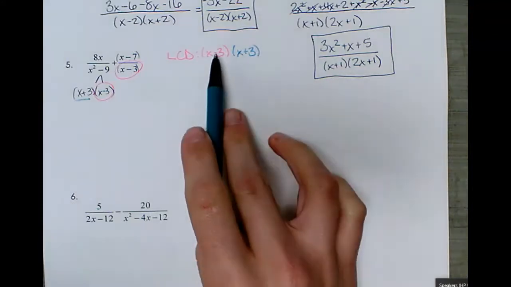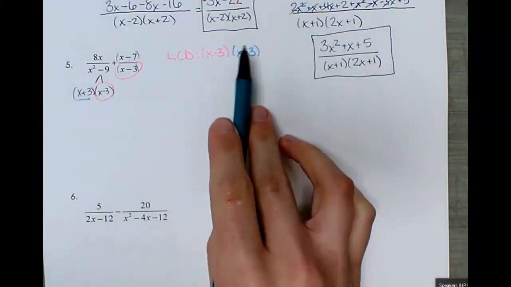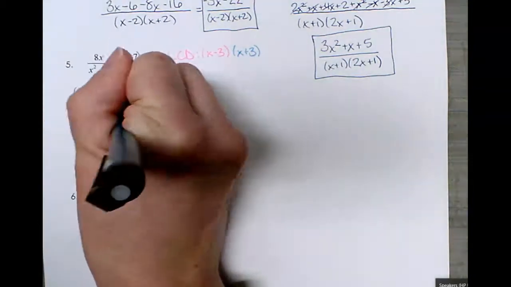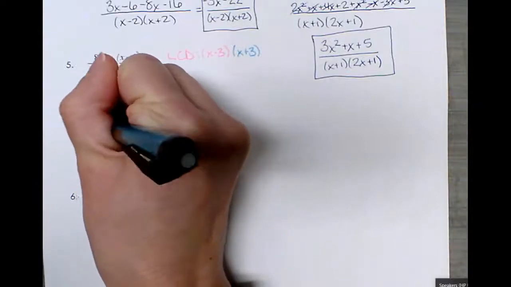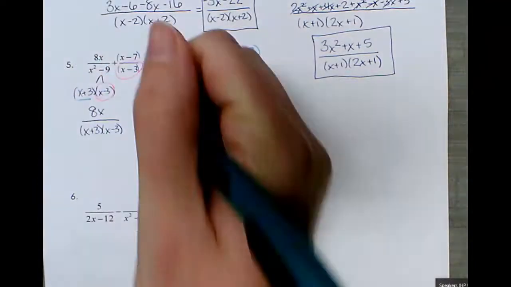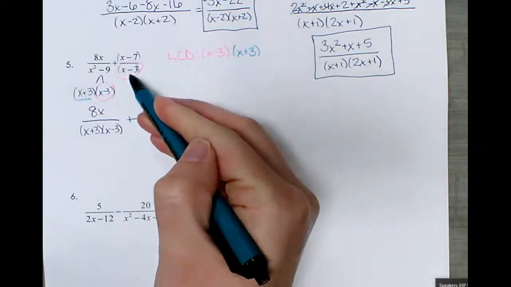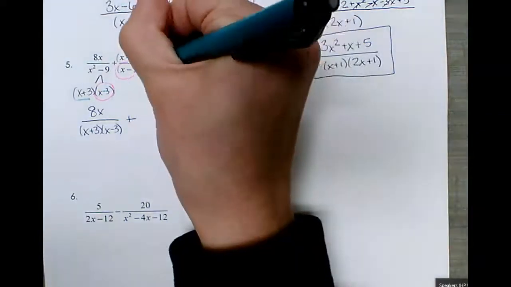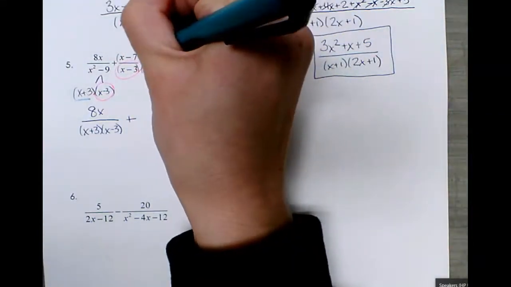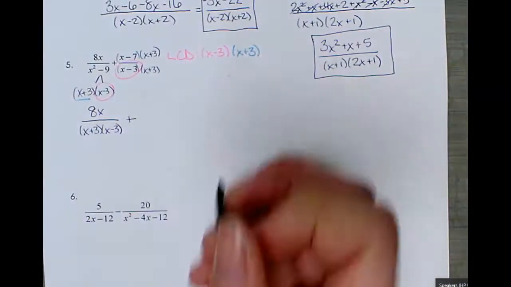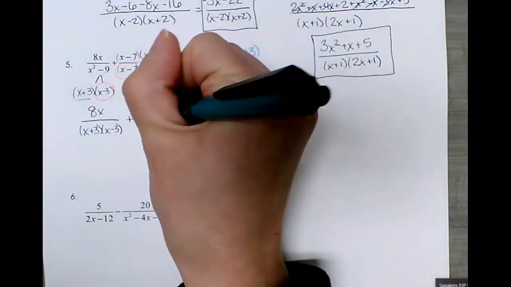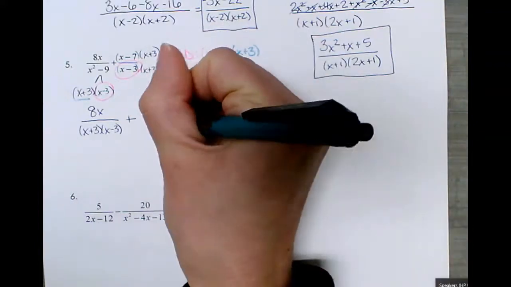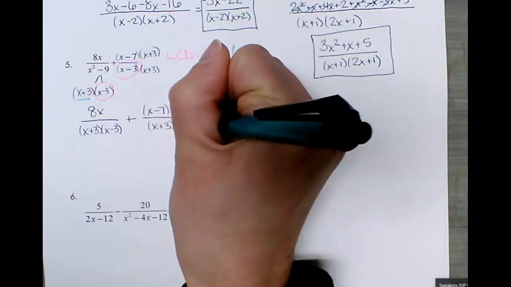So if my least common denominator is x minus 3 and x plus 3, well, this denominator already has both of those, so it doesn't need to be changed at all. This denominator only has the x minus 3, so I also need to multiply in the x plus 3 on the bottom and the top. So I will have x minus 7 times x plus 3 over x plus 3 times x minus 3.